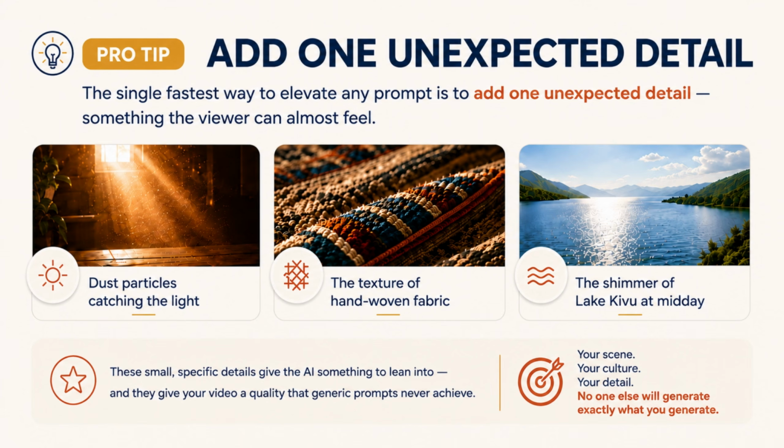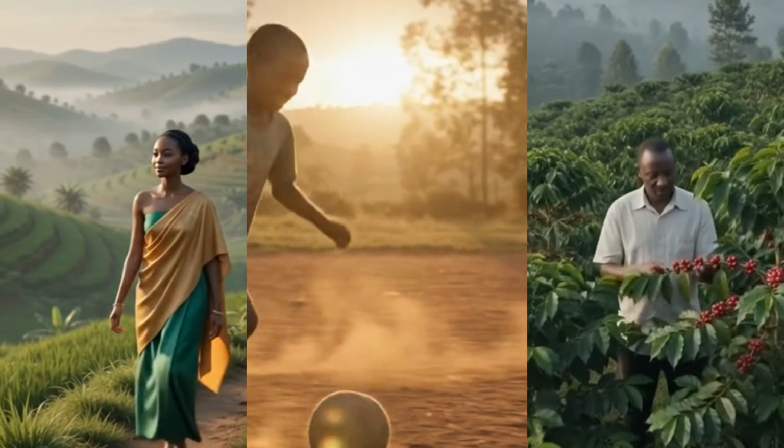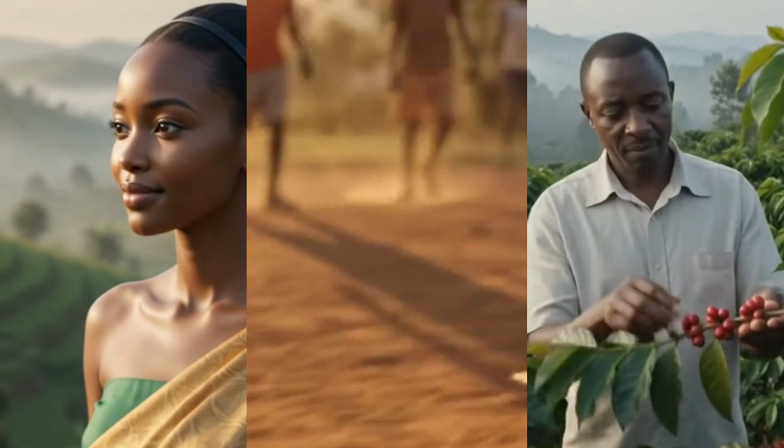Let us recap. Weak prompts give the AI nothing to work with. The formula gives it everything. Subject, action and setting, style, lighting and detail. 3 prompts. 3 completely different Rwandan scenes, all from the same 4-step structure.